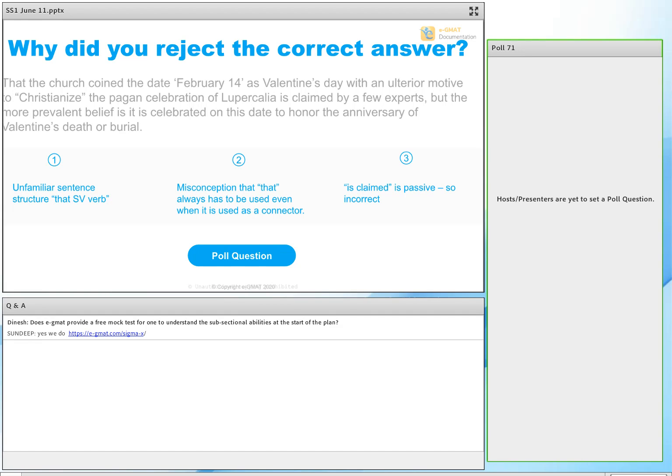Or something happened to my poll and I don't like this. Short answer, open poll, perfect. Yes. So the reason why people reject this is because they're not familiar with this sentence structure that could be used as a subject. There is that misconception. How many of you really said that you rejected this?